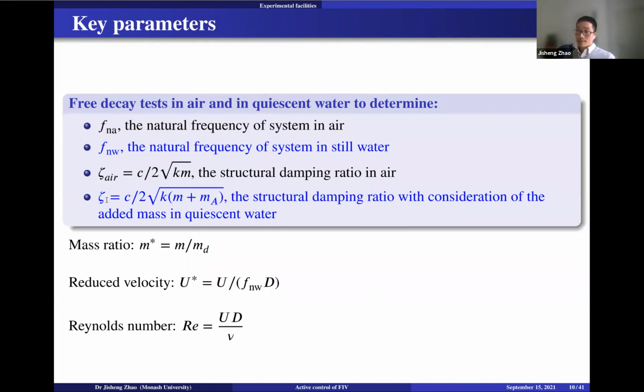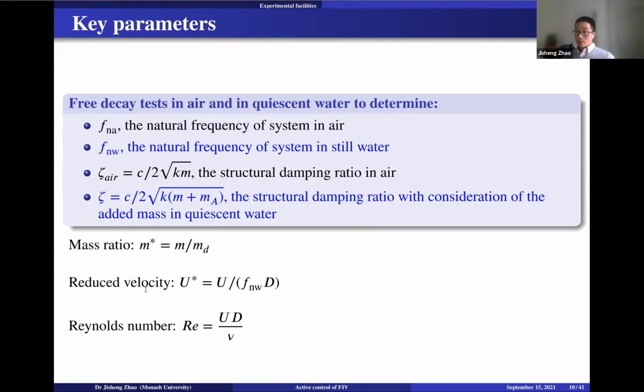And the other structural damping ratio we would use, reported in our paper, is, okay, we consider the AFMS effect. On the other hand, the mass ratio, which is defined as the total oscillating mass to the mass of the displaced fluid, is important as well, because if we run the experiment in a wind tunnel, the dynamics could be very, very different.